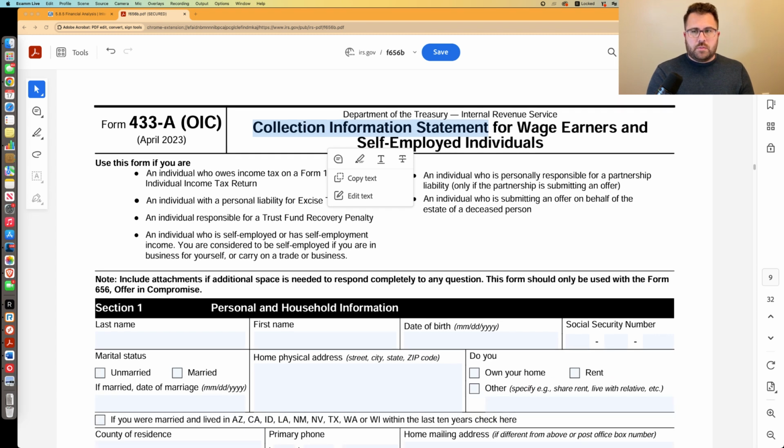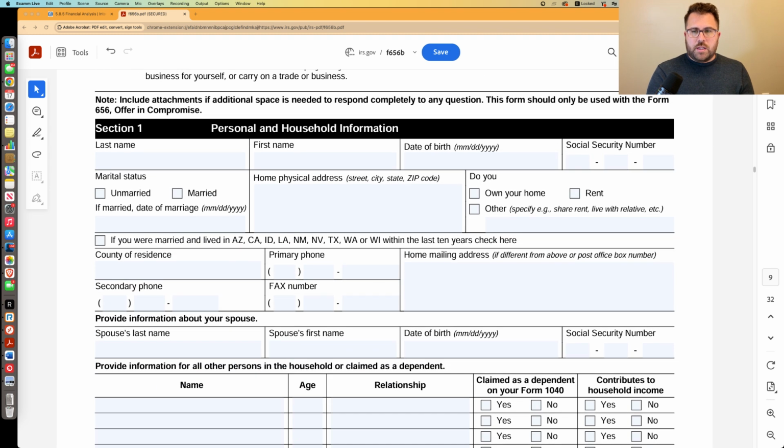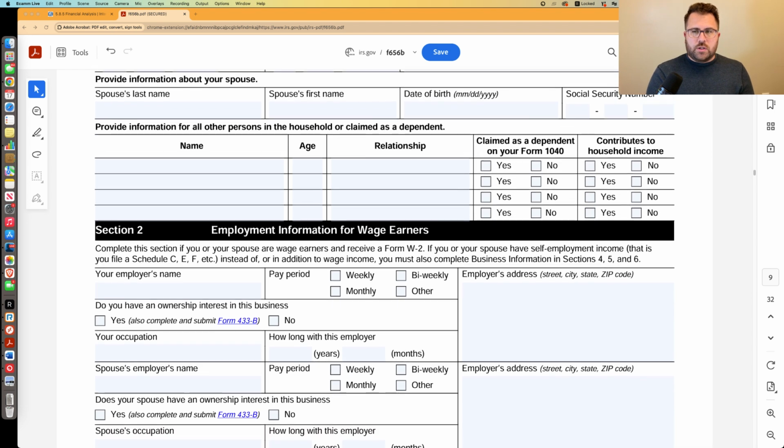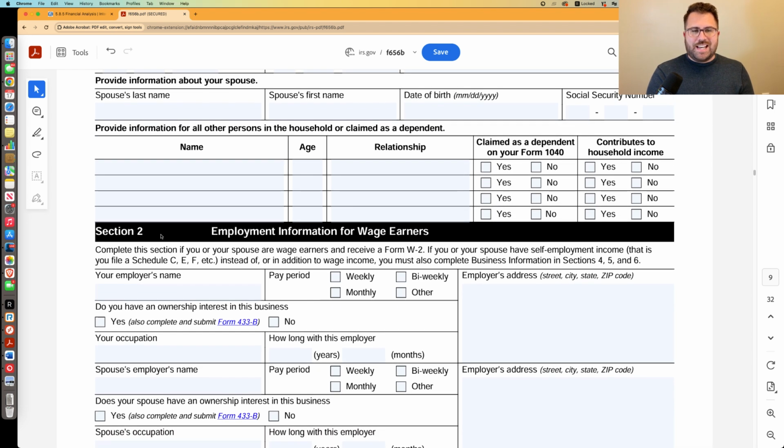Even if they're not liable, you would still put their information down here, provide information about your spouse. You would say, you know, you're married, right? If married, date of marriage. But the question is, when you're doing this financial disclosure to the IRS, do you have to include your spouse's income in the financial analysis, right?